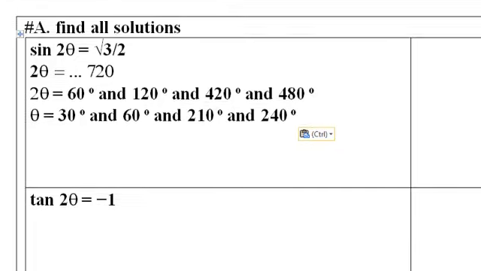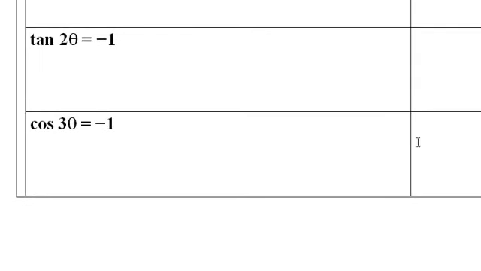All right, next problem. So tangent 2 theta equals -1. The -1 puts us into the second quadrant and the fourth quadrant. So that would be 135 degrees and 315 degrees, as the reference angle would be 45. And we come up again, not just with solutions up to 360, but because it's double the angle, we go all the way up to 720 again for the 2 theta.